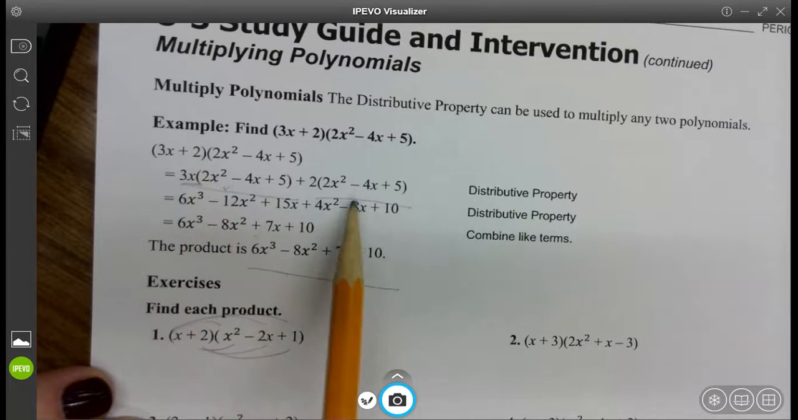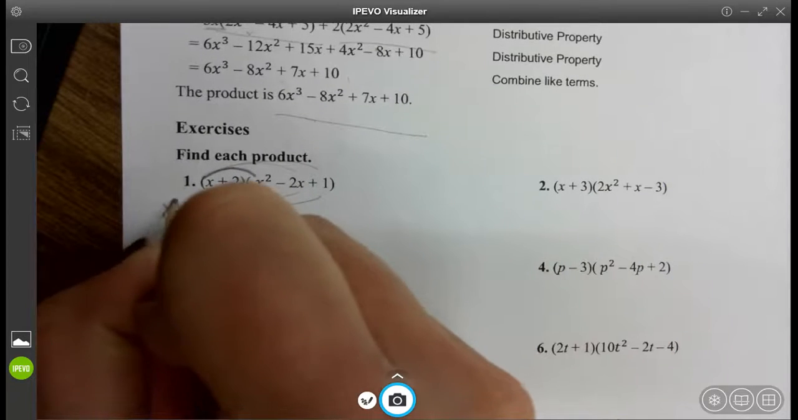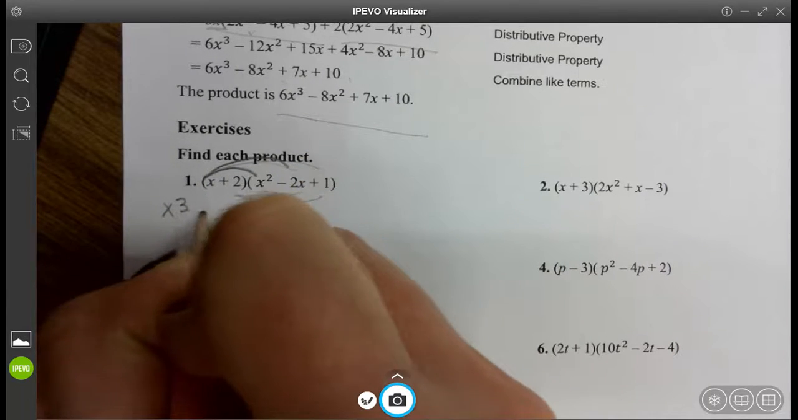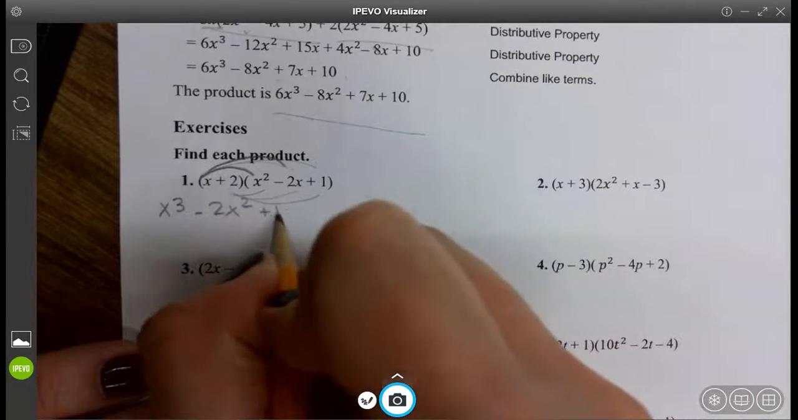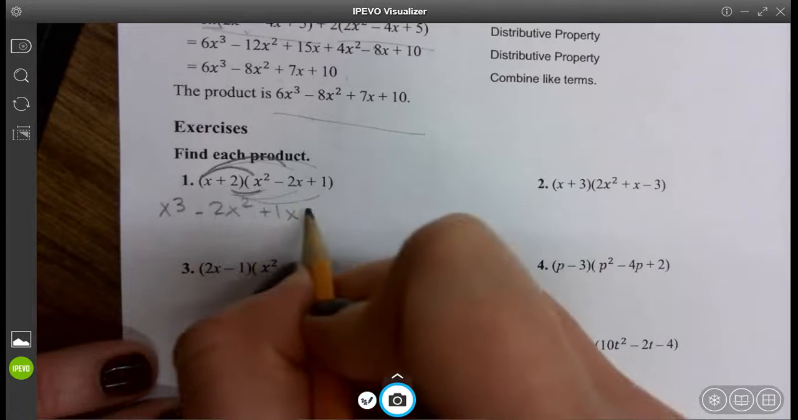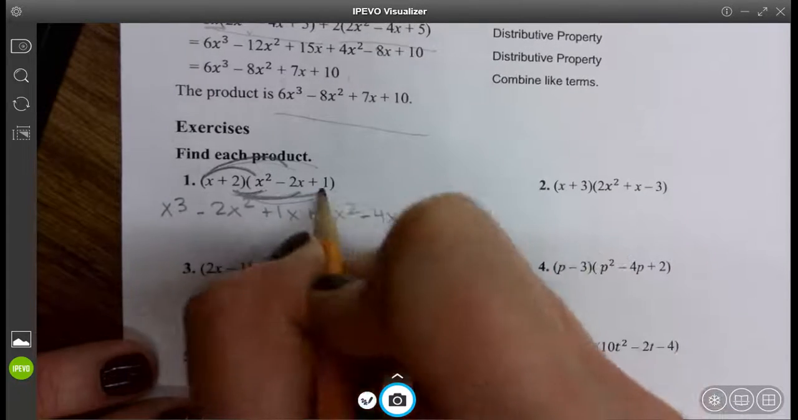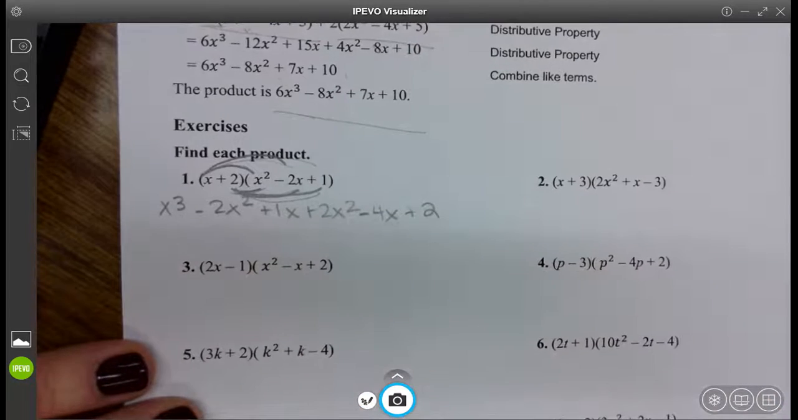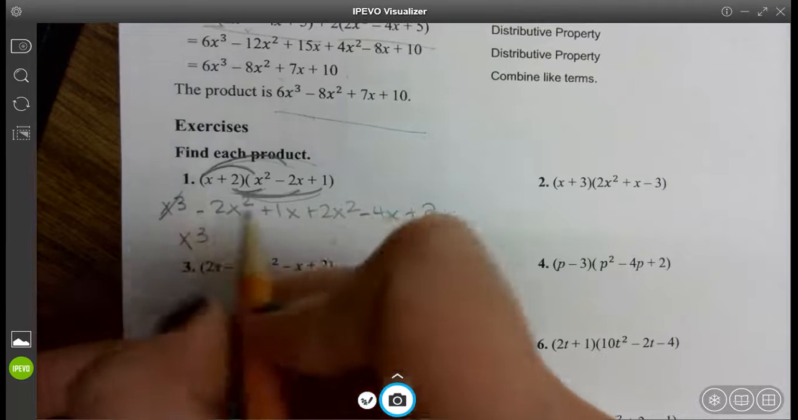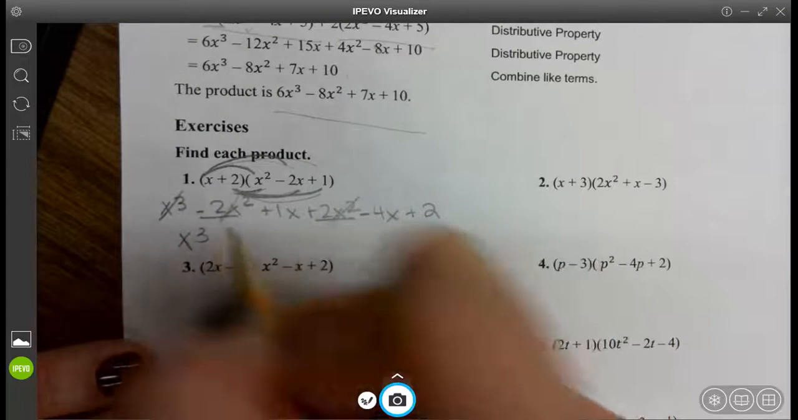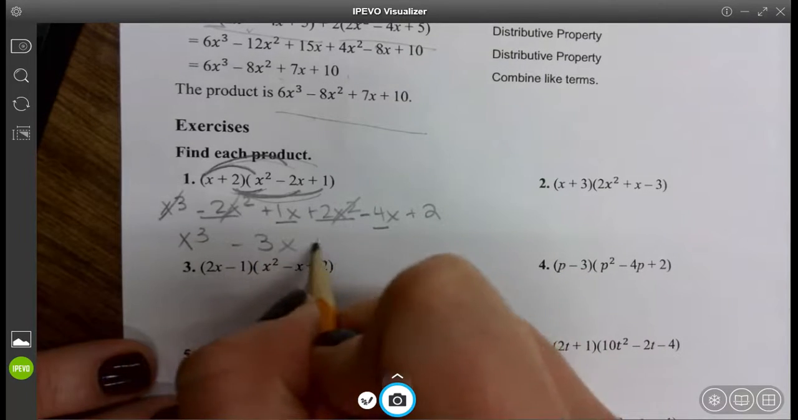So you can do the method of splitting it up and saying 3x to this stuff and 2 to this stuff, or just say x to x squared is x cubed, x to negative 2x is negative 2x squared, x to 1 is 1x, then distribute the second term of a positive 2x squared, negative 4x, and a positive 2. So I have 6 terms. Now I got to combine like terms. X cubed, negative 2, positive 2. They cancel. 1x, negative 4x is a negative 3x plus 2.